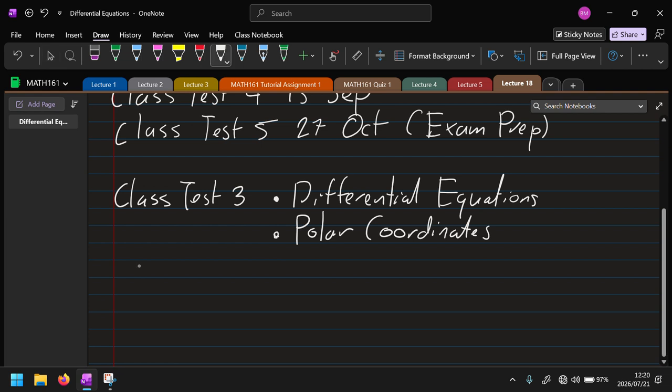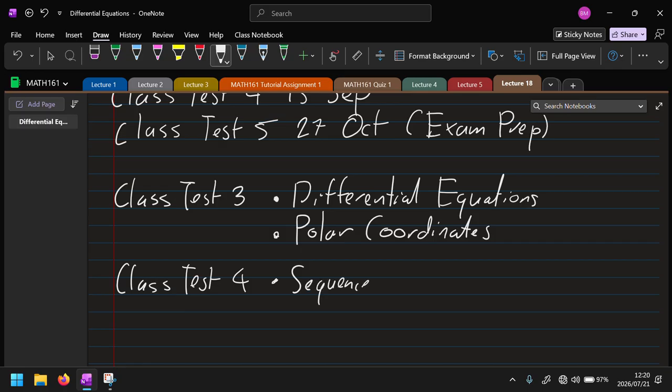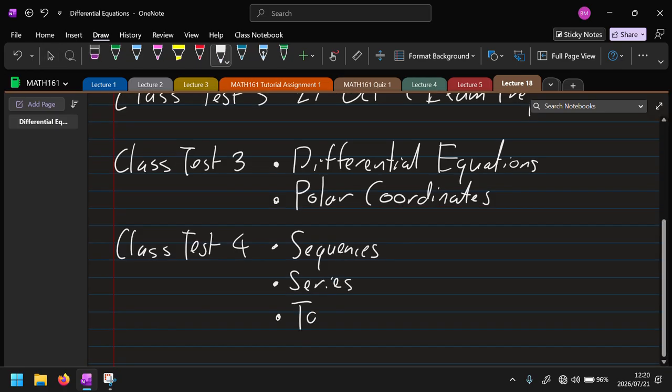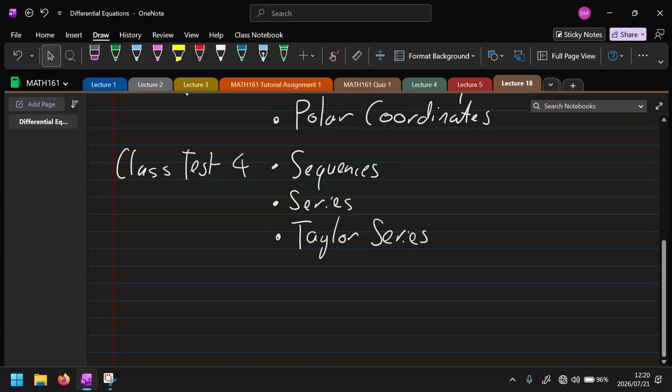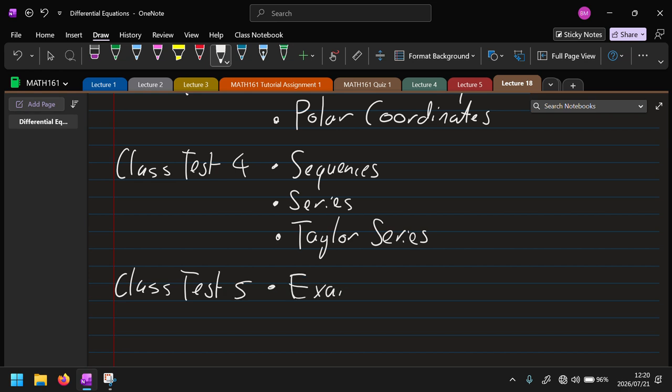Class test 4 will be on sequences, series, and Taylor series. That will be after another 3 or 4 weeks, and we'll have the class test 4. And then on the last day of lectures, just before your exam starts, we're going to have class test 5. And that will be on your exam scope. Whatever's in the exam, that will come out in class test 5.